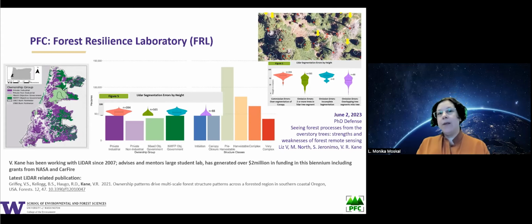All of these things within the PFC, these different labs, are interconnected. So often a data set could be produced by one lab and digested by another lab to, for example, look at mortality within a forest, and then the fuels lab looks at how that can impact fuels within the forest.